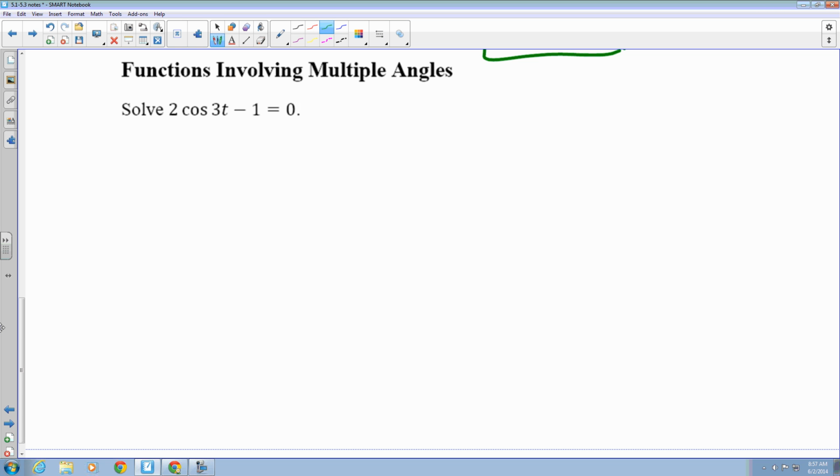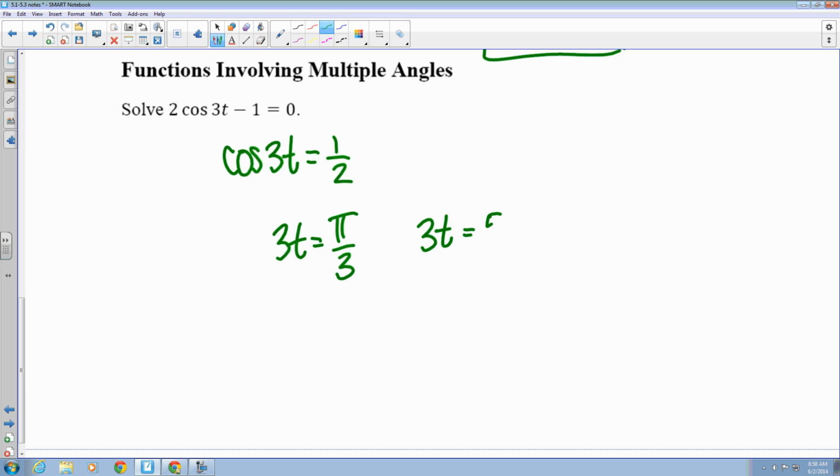All right, so this one looks a little bit different because there's a 3 in our cosine function. I'm going to isolate it the same way. This time when I find my angles on the unit circle that are equal to 1/2, I don't just say t equals whatever the angle is right away. I use 3t equals my angles that I find. I find pi over 3 and 5 pi over 3. So now since it's 3t equals those angles, I need to divide the angles by 3, and then I'll have my actual answers here.